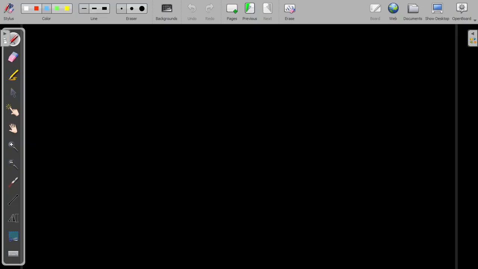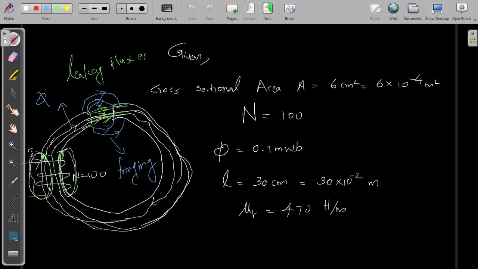Yes, that means he or she is asking you to find out this current I flowing through this coil of number of turns equal to 100. So how to model this?